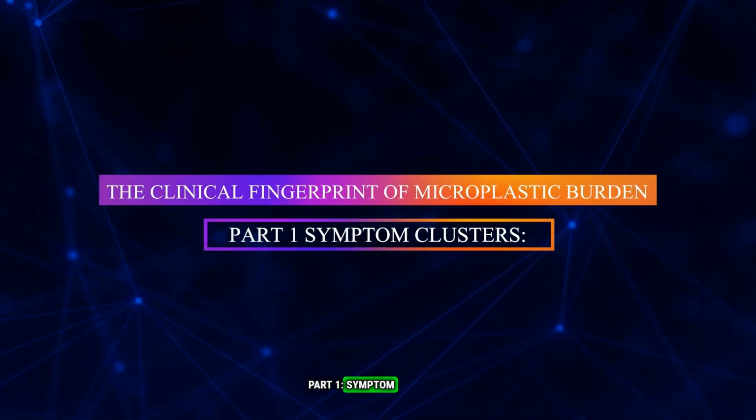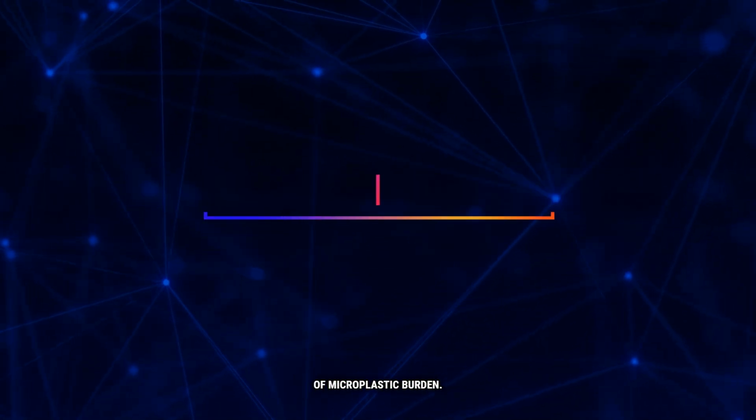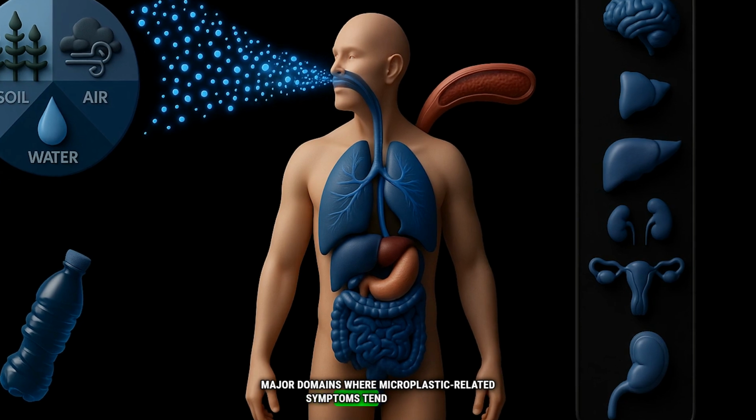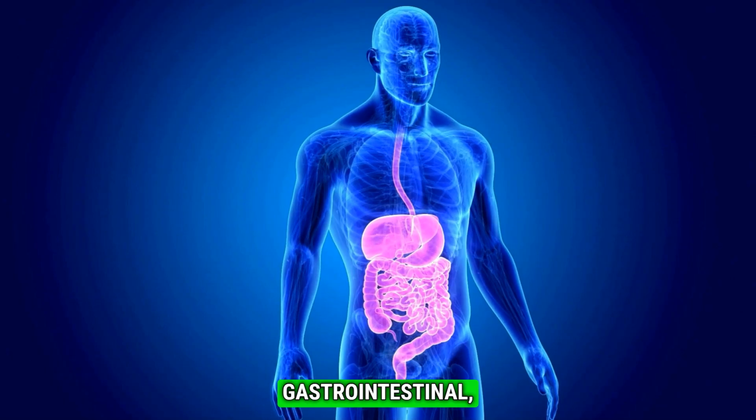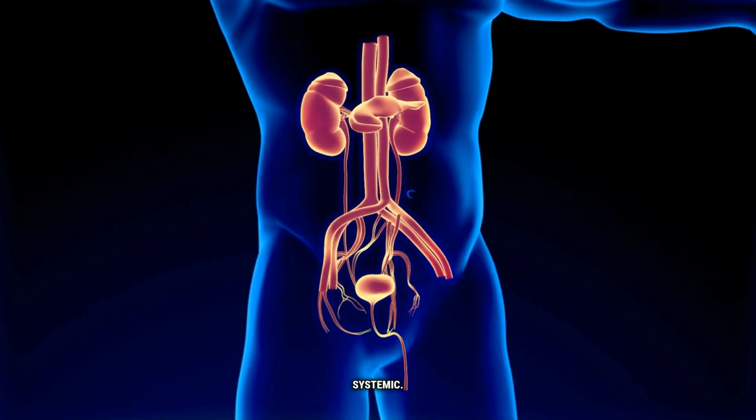Part 1, Symptom Clusters, the clinical fingerprint of microplastic burden. Let's start with the 5 major domains where microplastic-related symptoms tend to cluster: gastrointestinal, neurological, hormonal, dermatologic, and systemic.